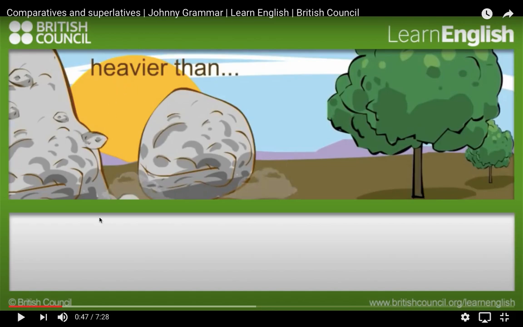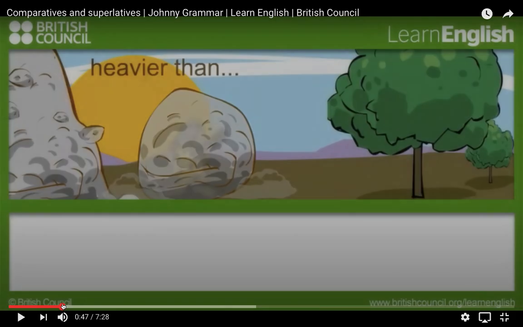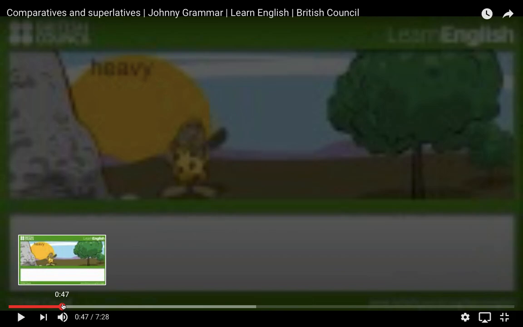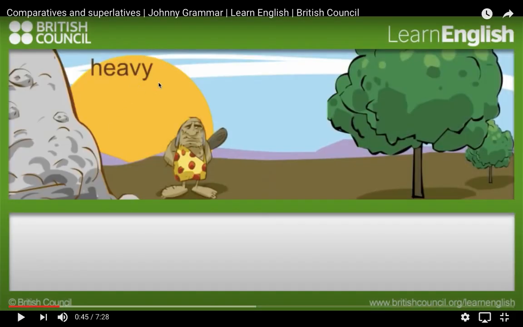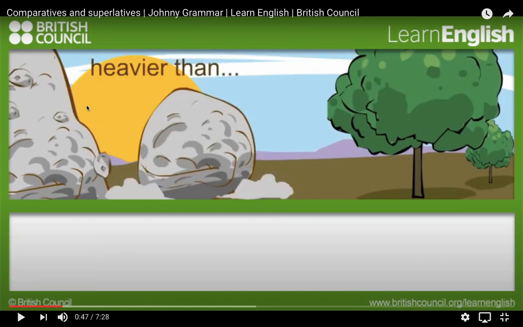Some adjectives like heavy end with y. The problem is y, er cannot follow a y. So, in this situation, we add i and er instead of the y. It becomes heavier than.